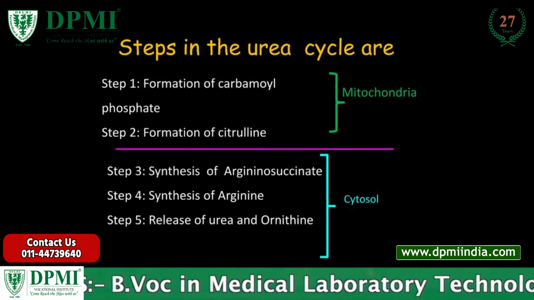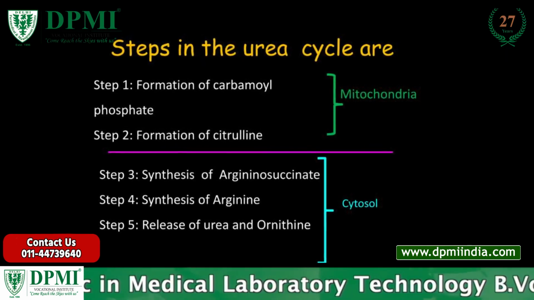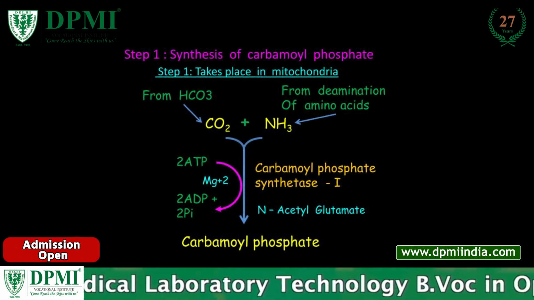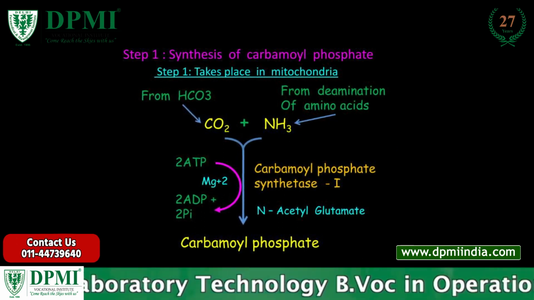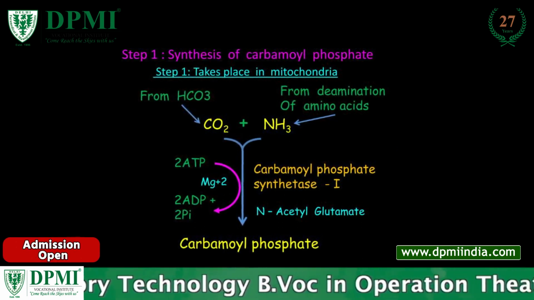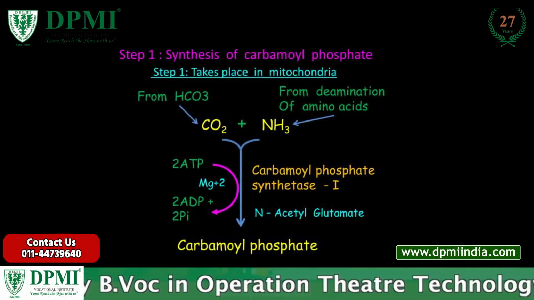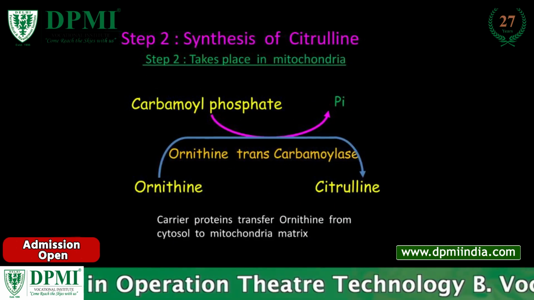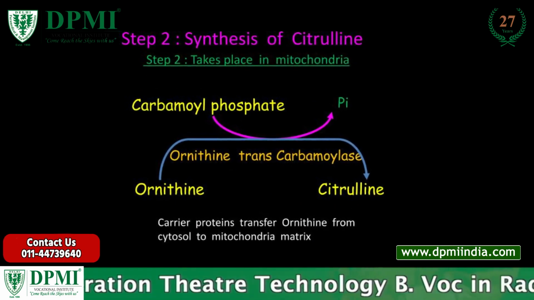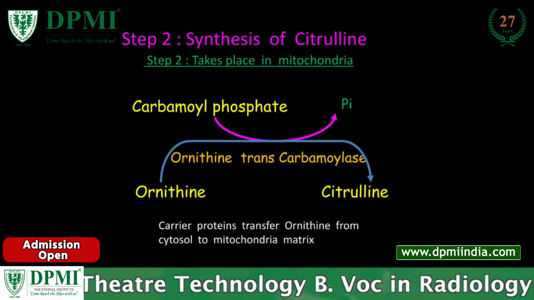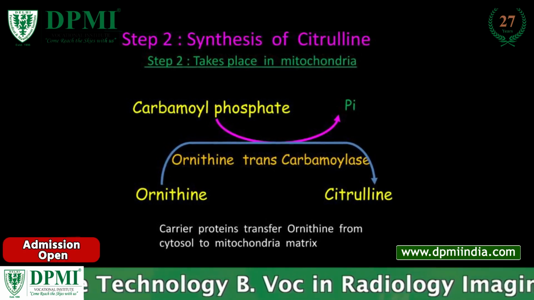The cycle starts with the conversion of ammonia and carbon dioxide into carbamoyl phosphate in the mitochondria of liver cells, requiring the enzyme carbamoyl phosphate synthetase I. Carbamoyl phosphate then combines with ornithine to form citrulline, a reaction catalyzed by ornithine transcarbamylase.